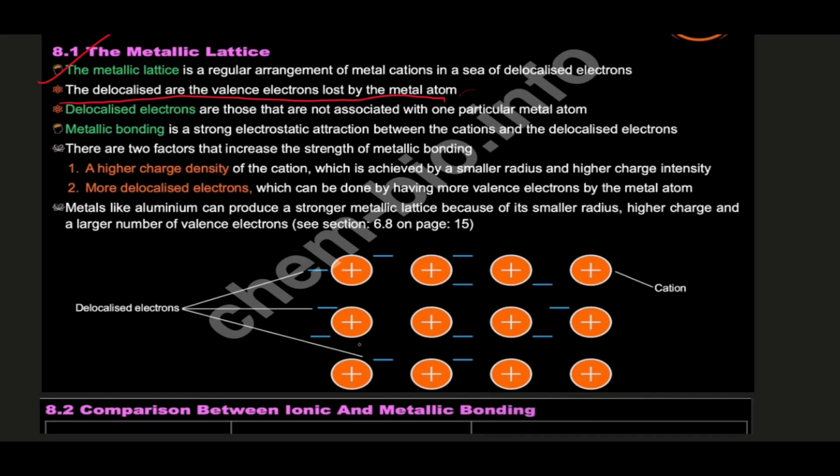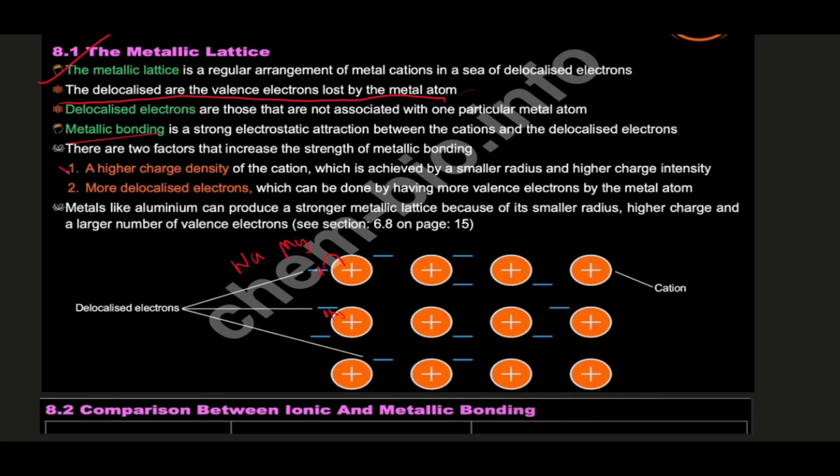This is very important. You can clearly see that metal atoms, for example sodium or magnesium, basically lose their outermost electron, and this electron comes out. The force of attraction which is produced between the ion and this delocalized electron is known as metallic bonding.